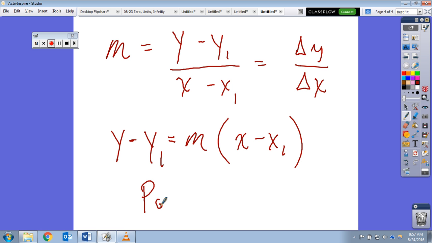What's funny about point slope form? Why is it called point slope form? There's a reason it's called point slope form.